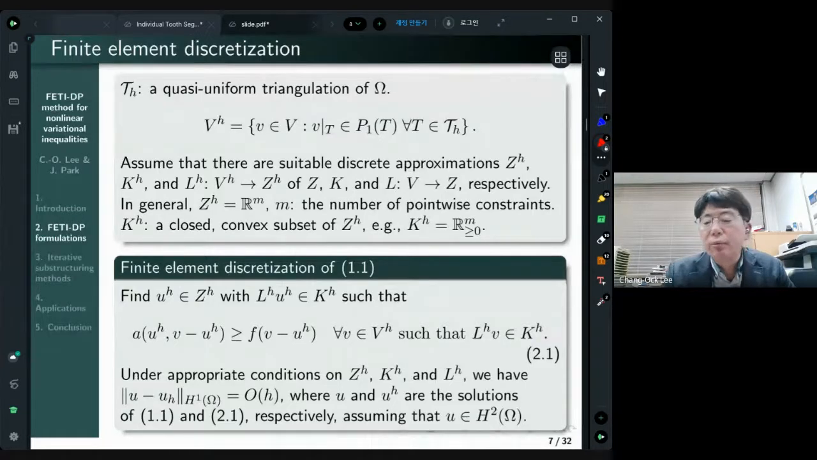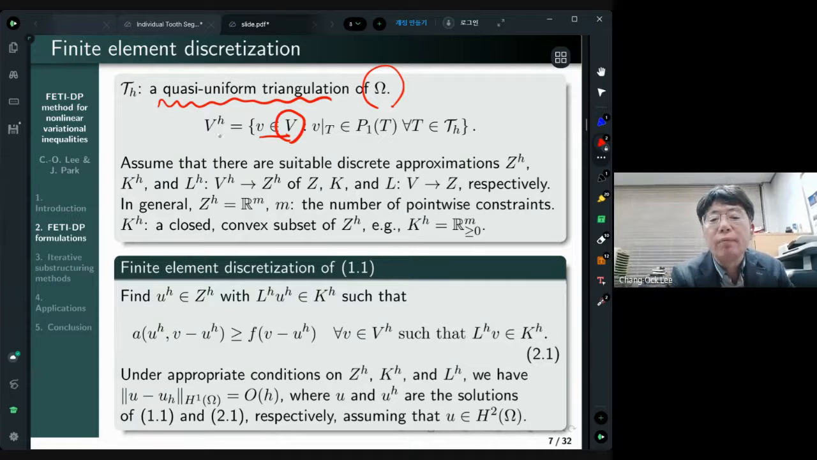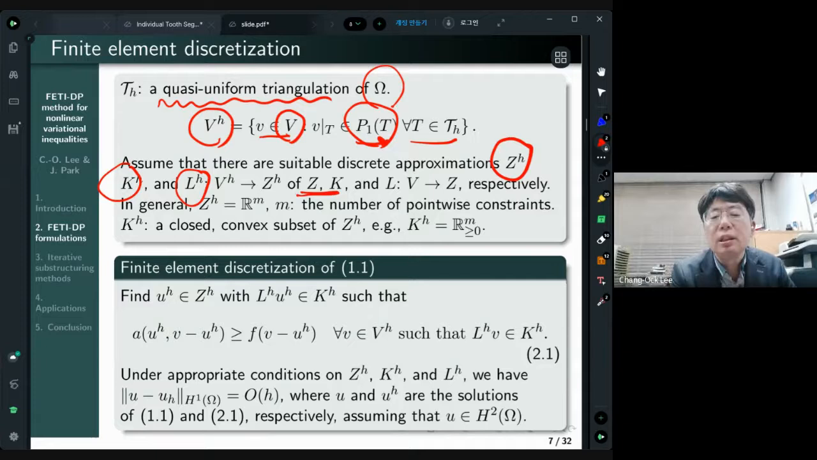So now let's see some finite element discretizations. If you are familiar with the finite element discretizations, I want to skip here, but if you are not familiar, we can review very, very briefly. It's our solution space, and we consider a quasi-uniform triangulation of omega, and we take some finite dimensional space. So we take the piecewise linear functions locally. On each triangle, we consider the piecewise linear functions. We call this a piecewise linear finite element space. And also we assume some suitable discretizations ZH, KH, LH. So we have the function spaces G, K, L.